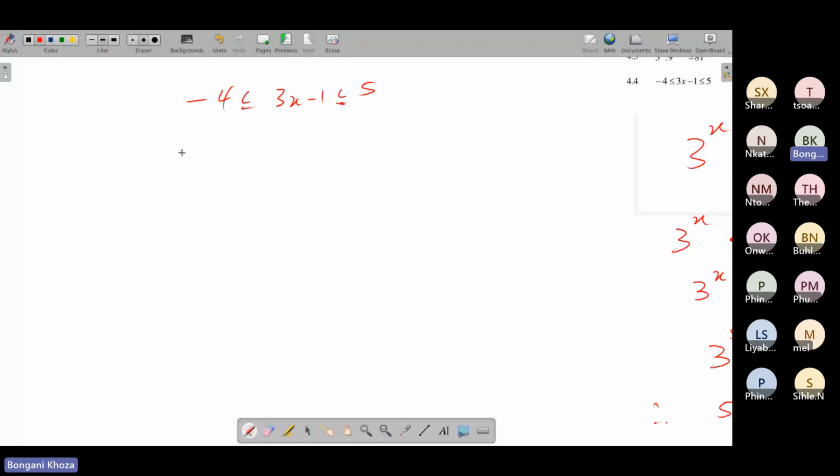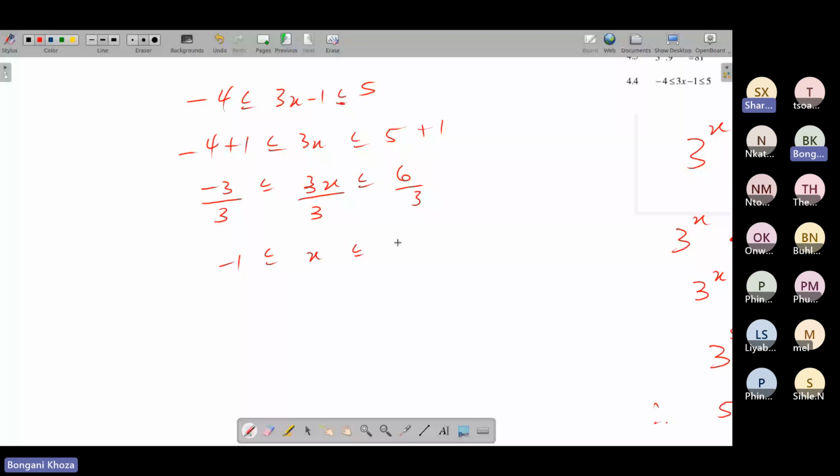So I have minus 4 plus 1, 3x minus 1 plus 1, like that. So this is minus 3, 3x, 6. I divide by 3. This is minus 1 less than or equals to x less than or equals to 2, like that. So this becomes my solution.